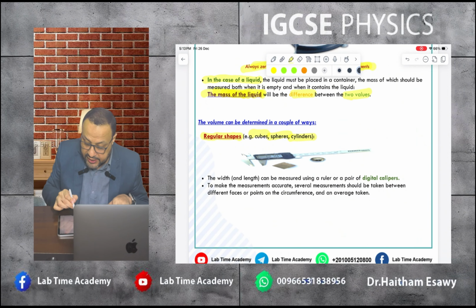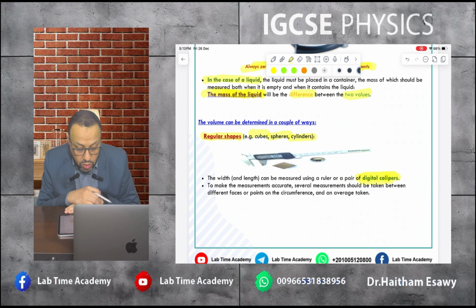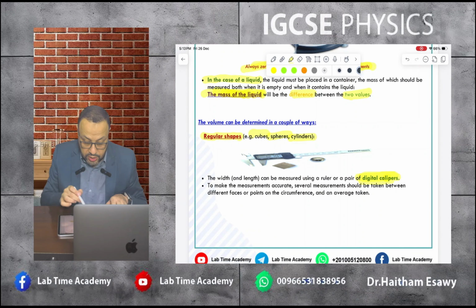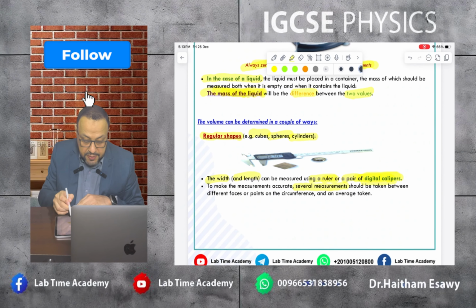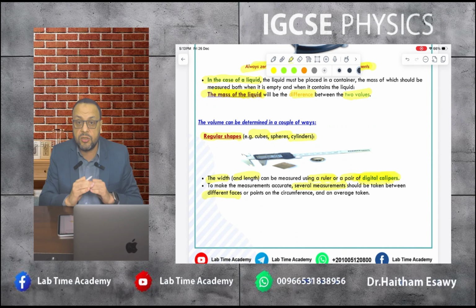Or by using digital calipers to obtain an accurate reading, for example, the diameter or the radius of anything I want to measure. So here, the width and length can be measured by using a ruler or, as I said, a pair of digital calipers. Measurements should be taken several times between different faces to obtain accurate results.